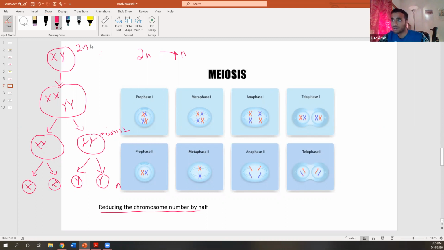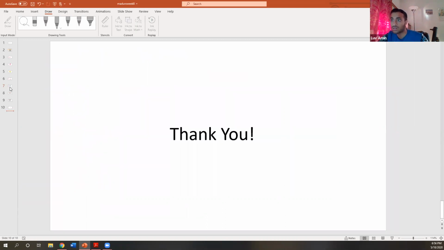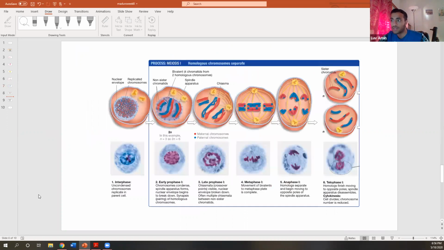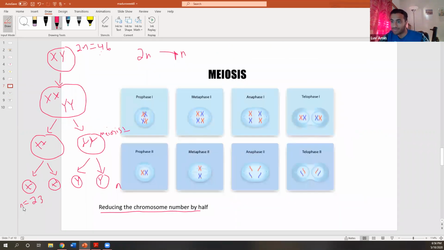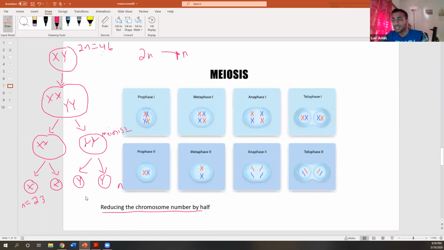So essentially these have 46 total chromosomes, right? And this will only have a total of 23 chromosomes, right? N equals 20. Oh no. Because N equals 23. Sorry about that. All right. So that's just a key thing to remember.